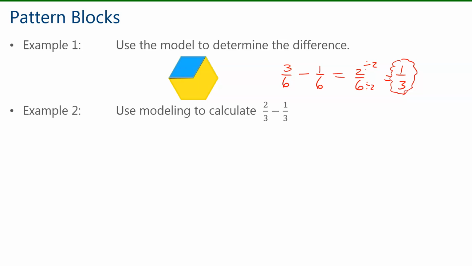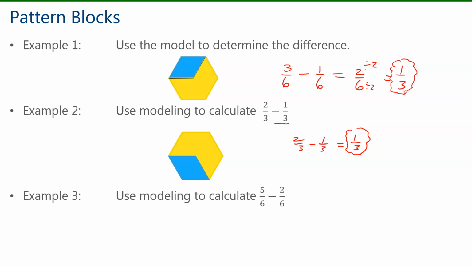Example 2, we're going to calculate 2/3 subtract 1/3. So I need the whole with 2 thirds put in it. Remember, the rhombus is a third, so I have 2 rhombi, or 2 rhombuses. My calculation says we're going to take away one of those. So I remove it, and we're left with 1 rhombus representing 1/3. So 2/3 subtract 1/3 is 1/3. Cannot reduce.